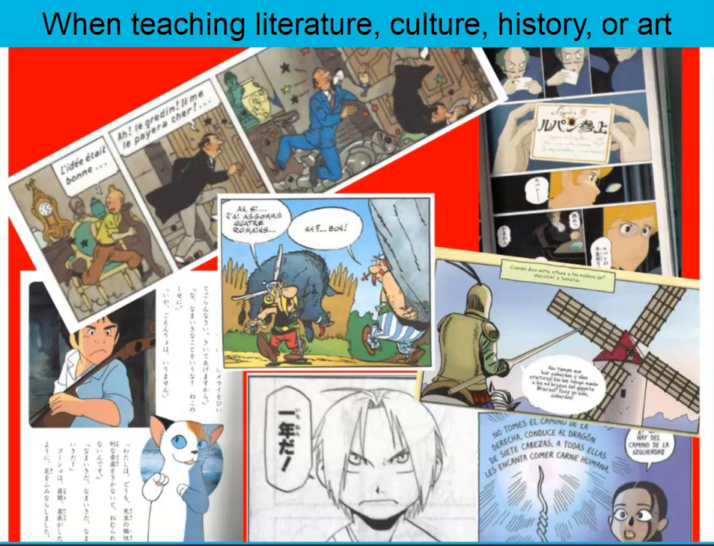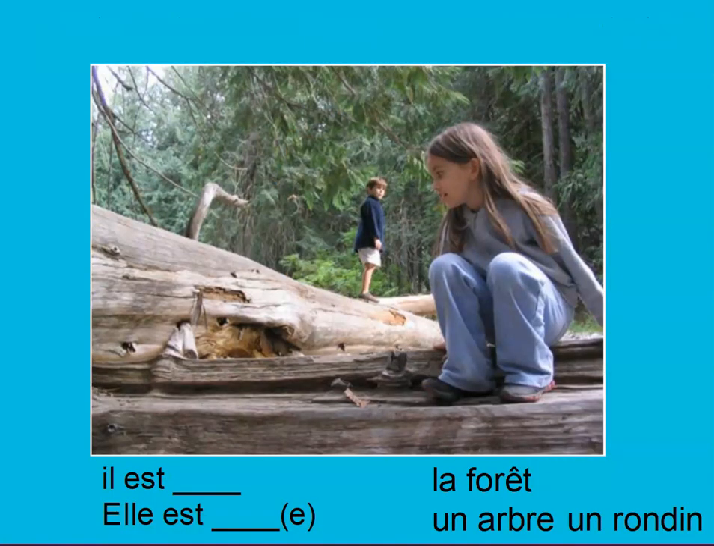When you're teaching literature, culture, history, or art, you can use a scene from a movie or a book, but I also like to use those weird perspective pictures, like this one where it looks like he's really tiny, or maybe it looks like someone's watering the moon with the watering can, or maybe it looks like a bee is attacking a plane or whatever, because they're just weird perspective pictures, and I love that.